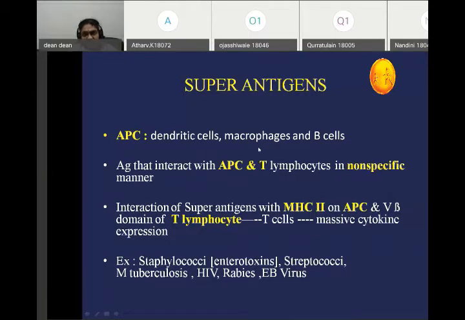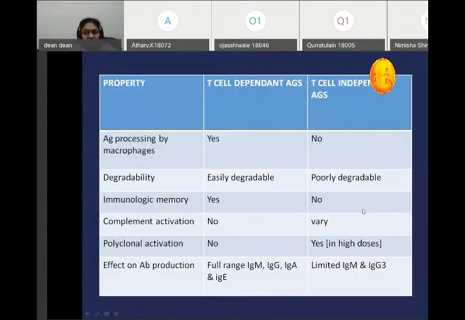Dendritic cells, macrophages, and B lymphocytes are the antigen-presenting cells. Usually, when antigens enter the body, they are dependent on the T helper cells, which will stimulate B lymphocytes to produce antibodies. But there are some antigens where the action is independent of the T lymphocytes. These are called T cell independent antigens. We can differentiate these antigens.